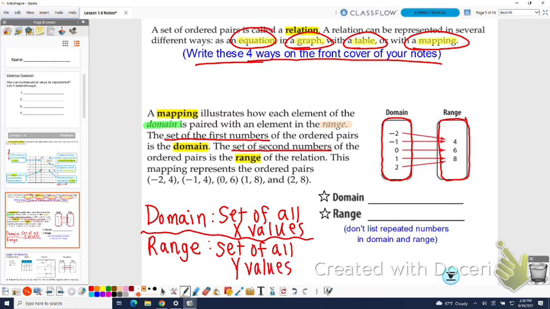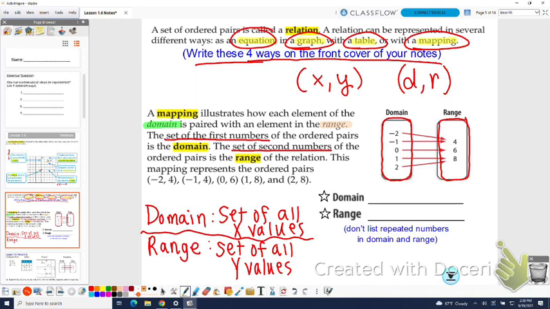An ordered pair typically is x comma y. So it's the domains and then the ranges. So in a mapping diagram, it illustrates how each element of the domain is paired with an element in the range. So here is a list of some ordered pairs and how that translates into the mapping. So you'll see -2 goes to 4. So you'll see the arrow that goes from -2 to 4 in the range circle.